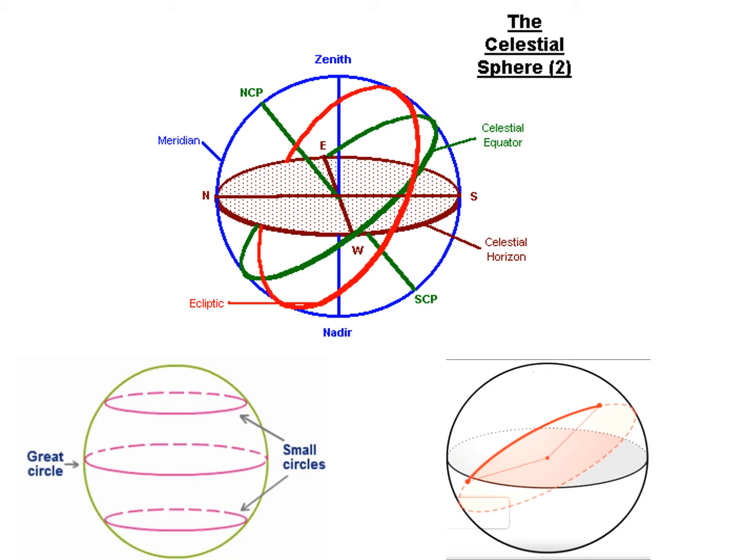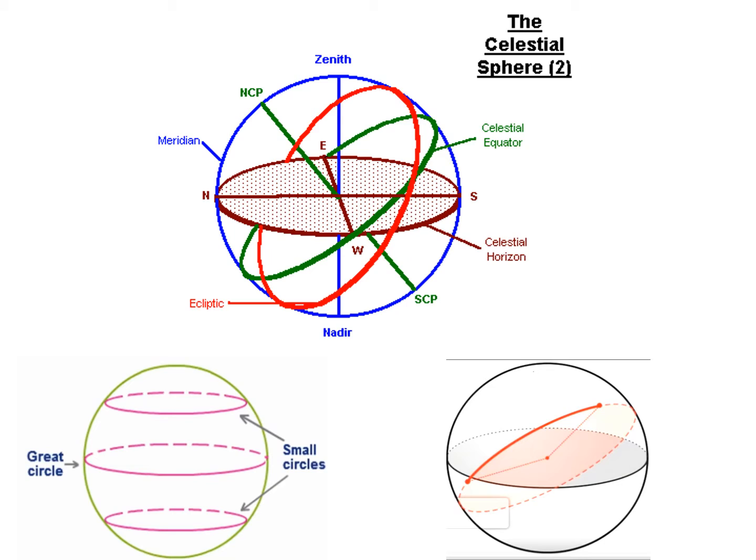Already we have seen that. This represents you. The sun appears to be rotating around the earth. This is the celestial horizon, which is parallel to the equator of the earth.